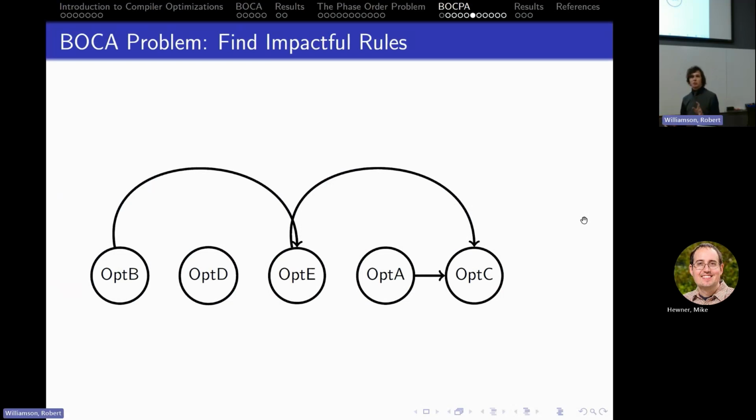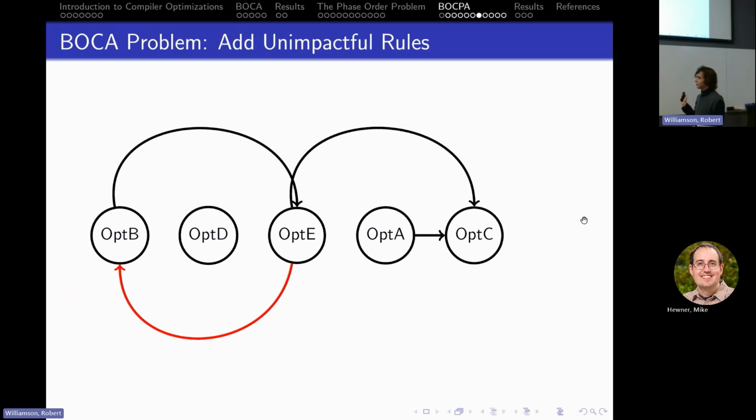So now we're going to add a random unimpactful rule, just like we did for the flag selection problem. Maybe I add this one. Okay, so now this says that E has to come before B. But I thought B had to come before E. This is a contradiction. There's a cycle in our graph. This cannot be a valid permutation anymore. So just randomly adding unimpactful rules won't work, because we might add a contradictory rule.